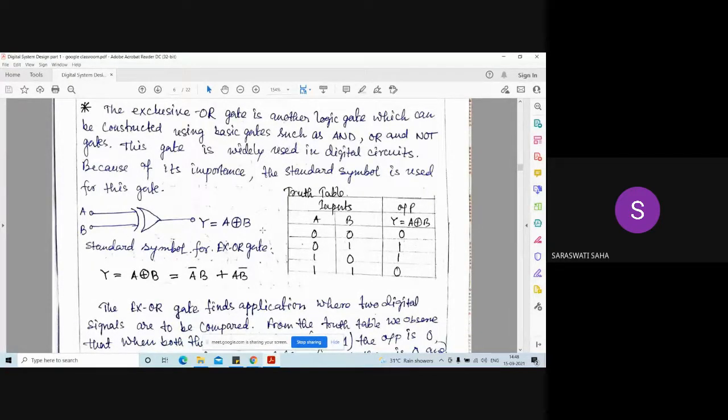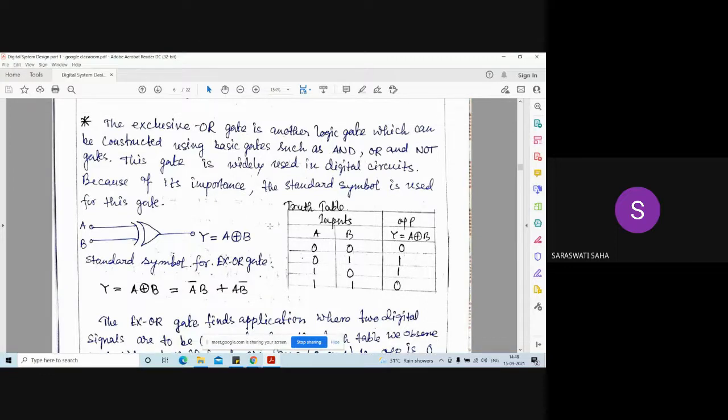So now I am starting my today's class. Okay, in the last class yesterday we have discussed the basic logic gates and their truth tables, and there are two universal logic gates, NAND and NOR. Do you have any question from that section? No ma'am.